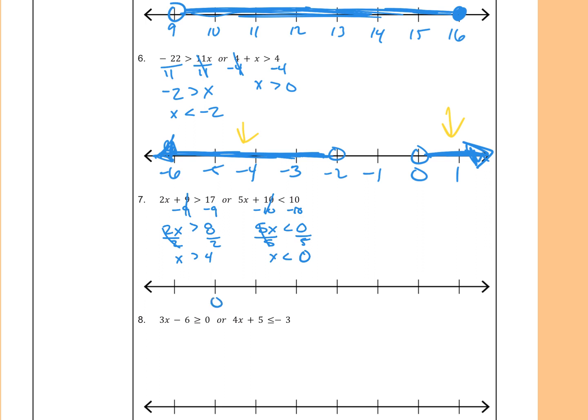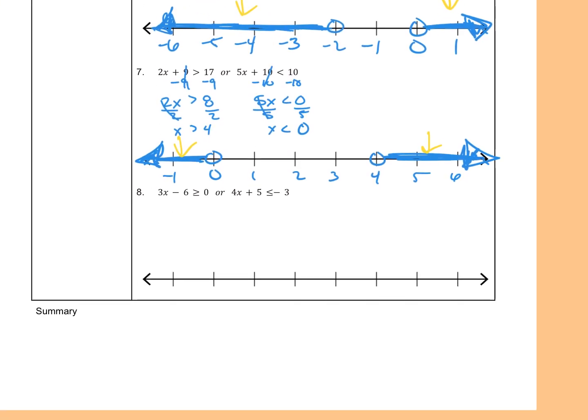So we need a 0. 1, 2, 3, 4. And I need open circles at both 0 and 4. And I need values to the left of 0, less than 0, and greater than 4, so to the right of 4. And again, the answer can either be less than 0 or greater than 4. It can't be both. So that's why it's an "or" problem. You're going to have an answer that fits down here or an answer that fits up here, but not both.